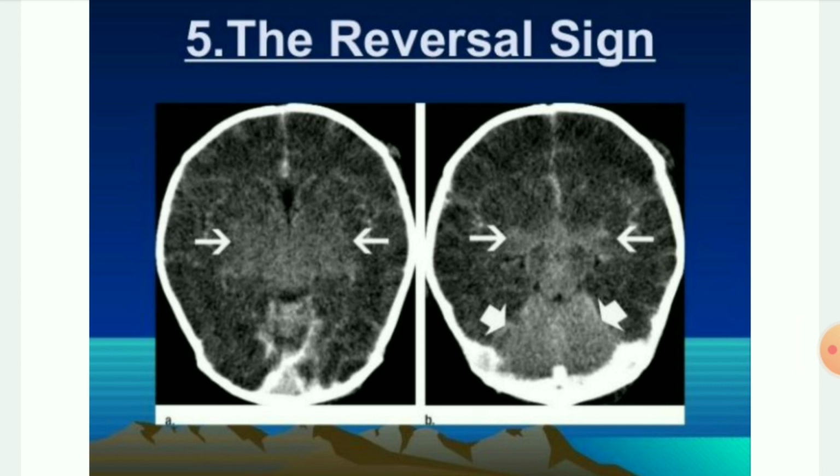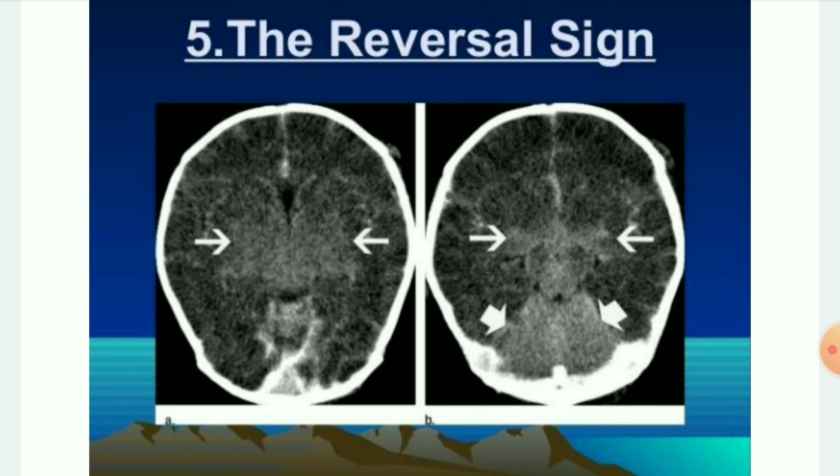Next sign is the reversal sign. Reversal sign is seen on unenhanced CT images of the brain as an inversion of the normal attenuation relationship between gray and white matter. Gray matter is of relatively lower attenuation than adjacent white matter. Attenuation of the thalamus, brainstem and cerebellum is increased. The reversal sign indicates diffuse cerebral injury in a patient who has suffered an anoxic insult.